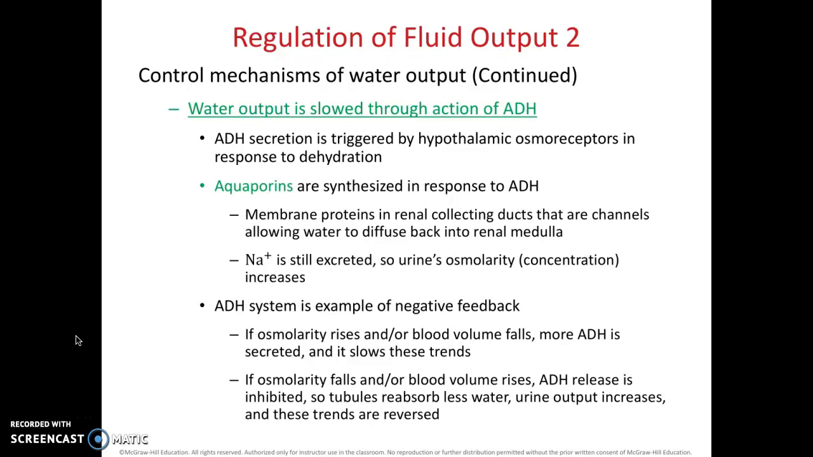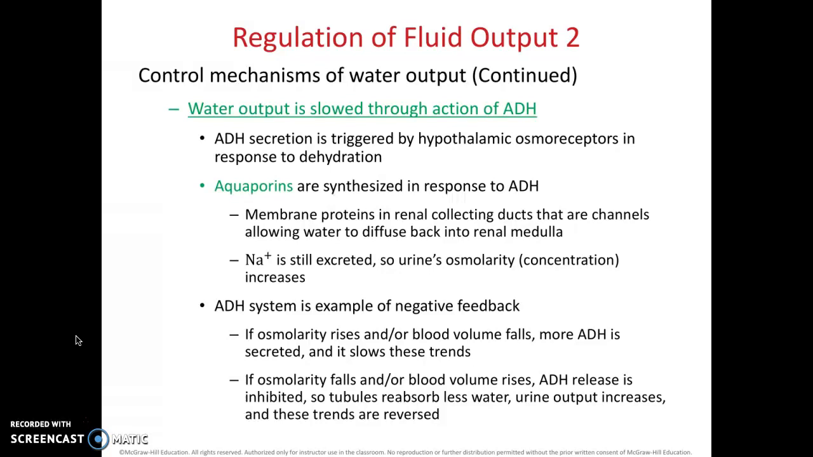So ADH will cause aquaporins to be synthesized in response to ADH. And these aquaporins are proteins that occur within the renal collecting ducts that allow water to diffuse back into the renal medulla. Definitely make sure to look at the anatomy and see how these work, because they're really quite important. So with these aquaporins, sodium is still excreted, and the urine osmolarity, which is the amount of stuff in it, will increase.